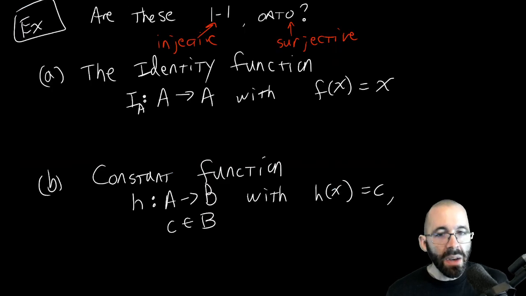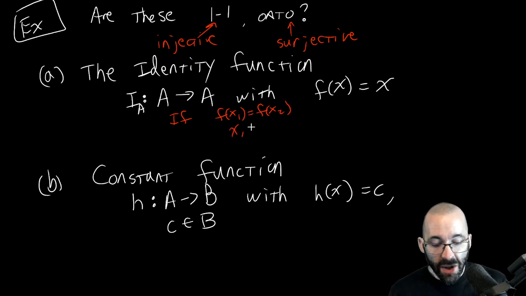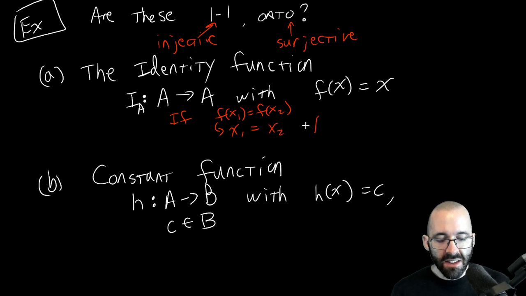Well, that's exactly what we have here, right? If f of x1 equals f of x2, well, f of x1 is x1. That's what this exactly means. So this right here is literally the definition of injective. So we know this one's injective.